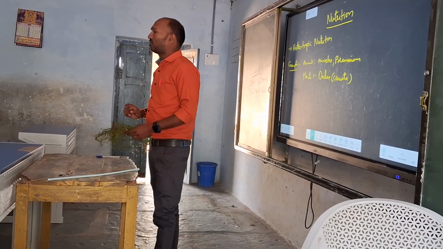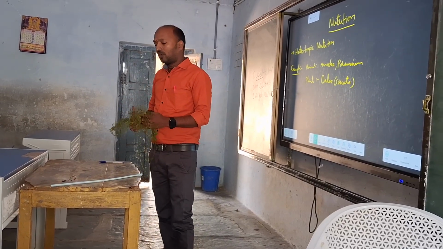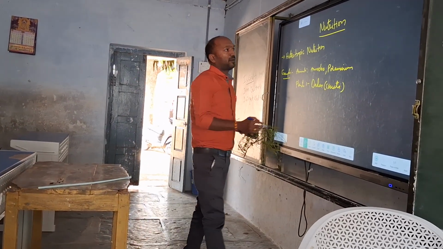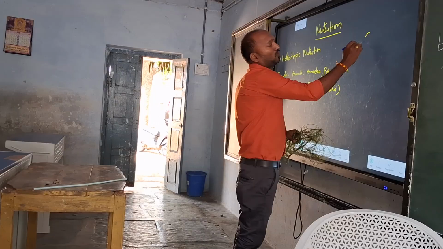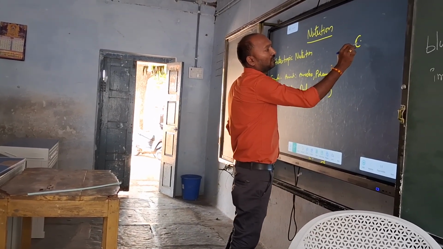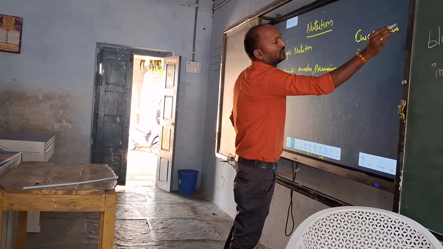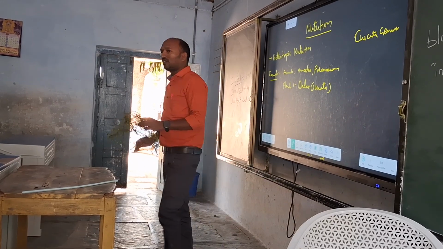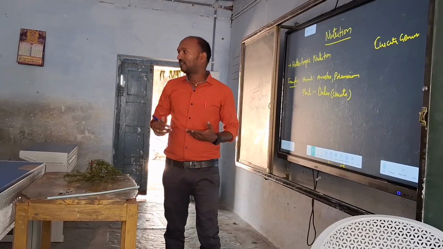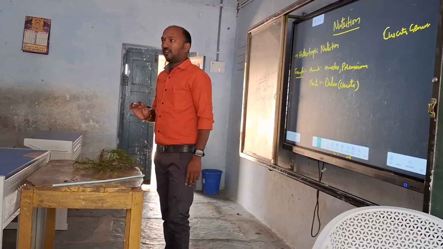For heterotrophic plants, Cuscuta or Dadar plant is a very good example. So Dadar plant belongs to the Cuscuta genus. In the Cuscuta genus there are more than 100 species. Okay? So Cuscuta reflexa is one of them.